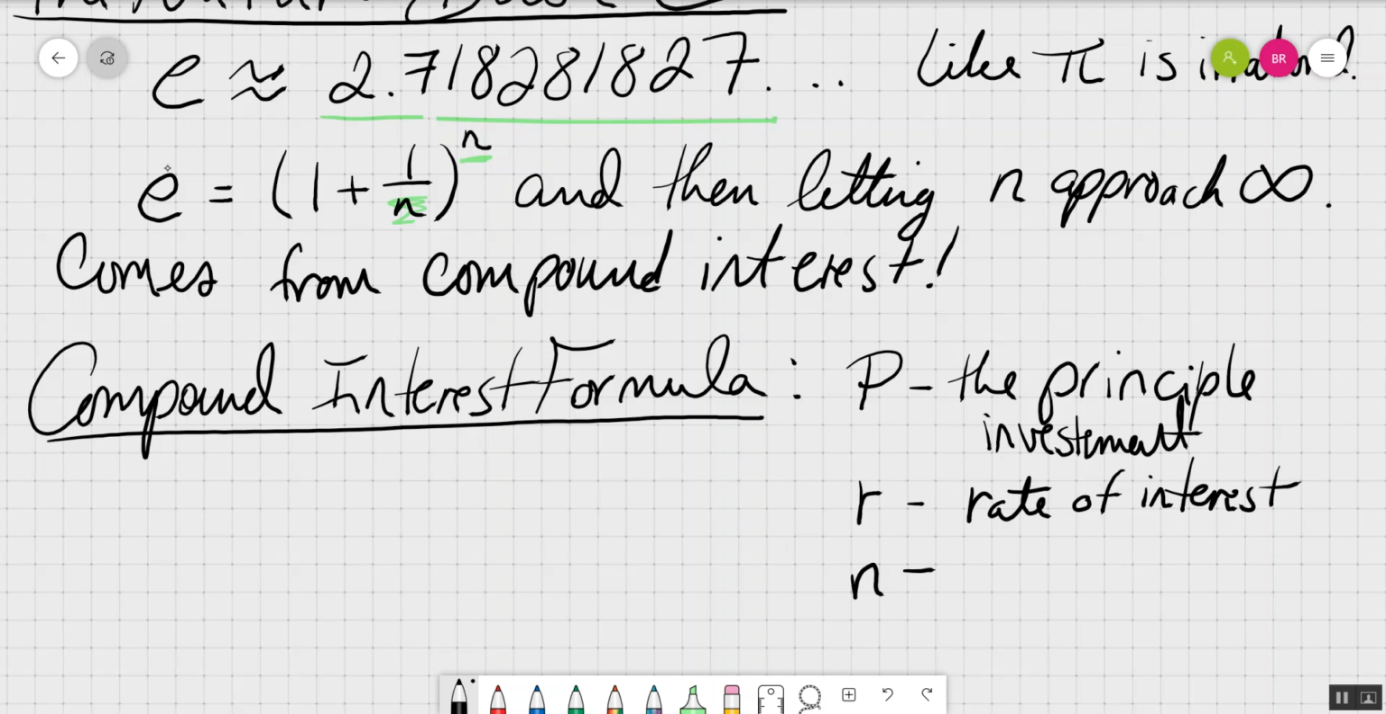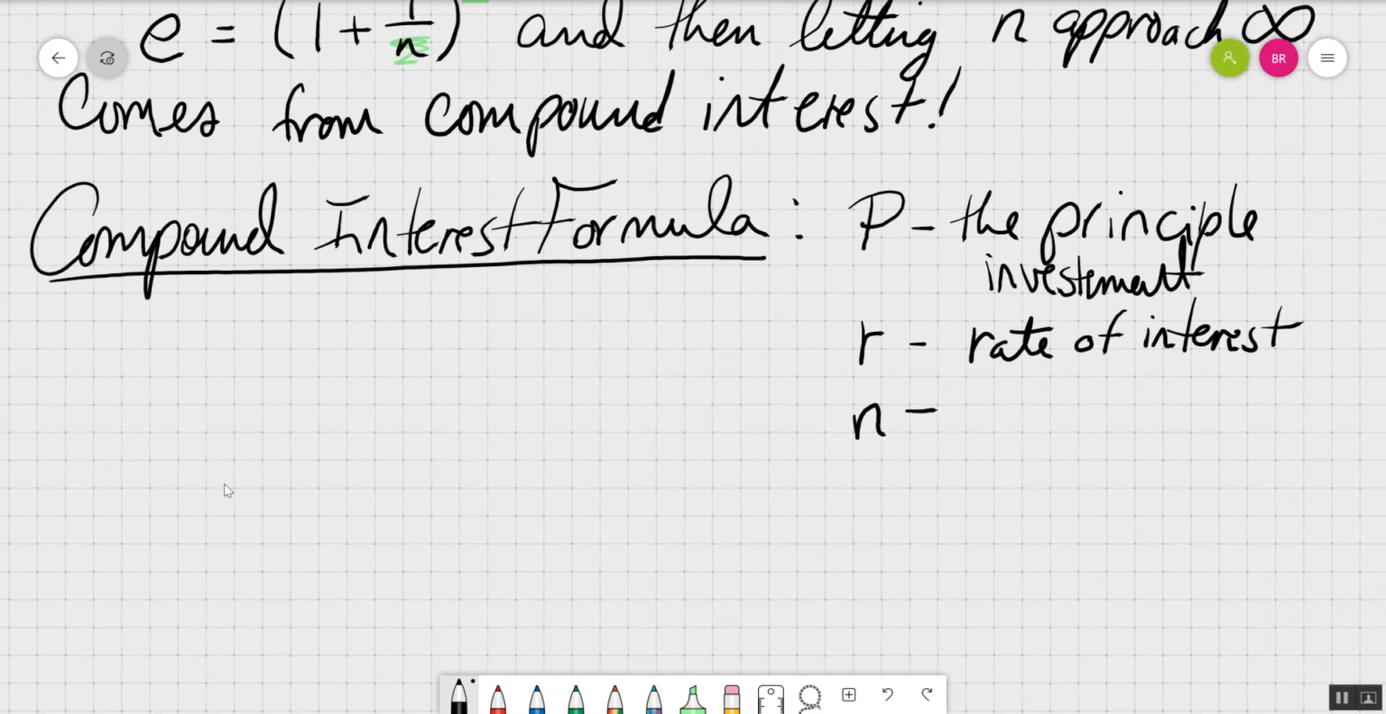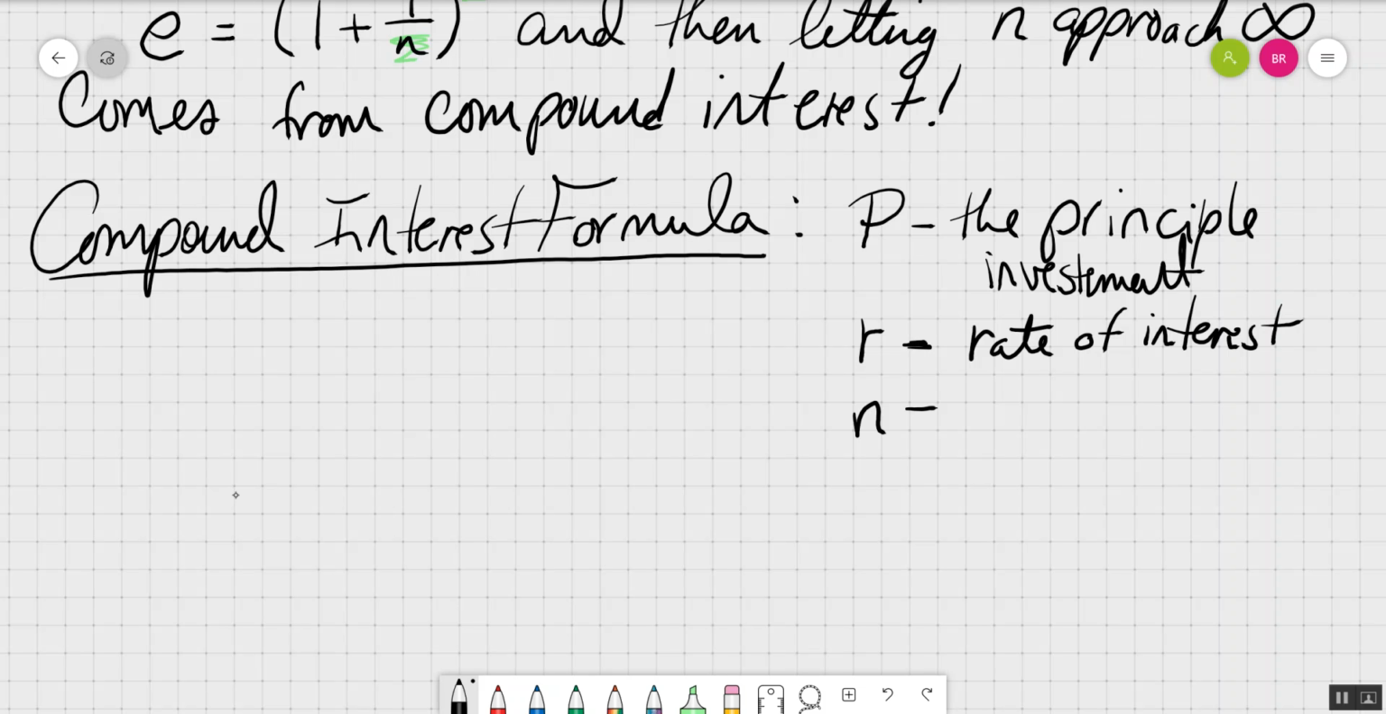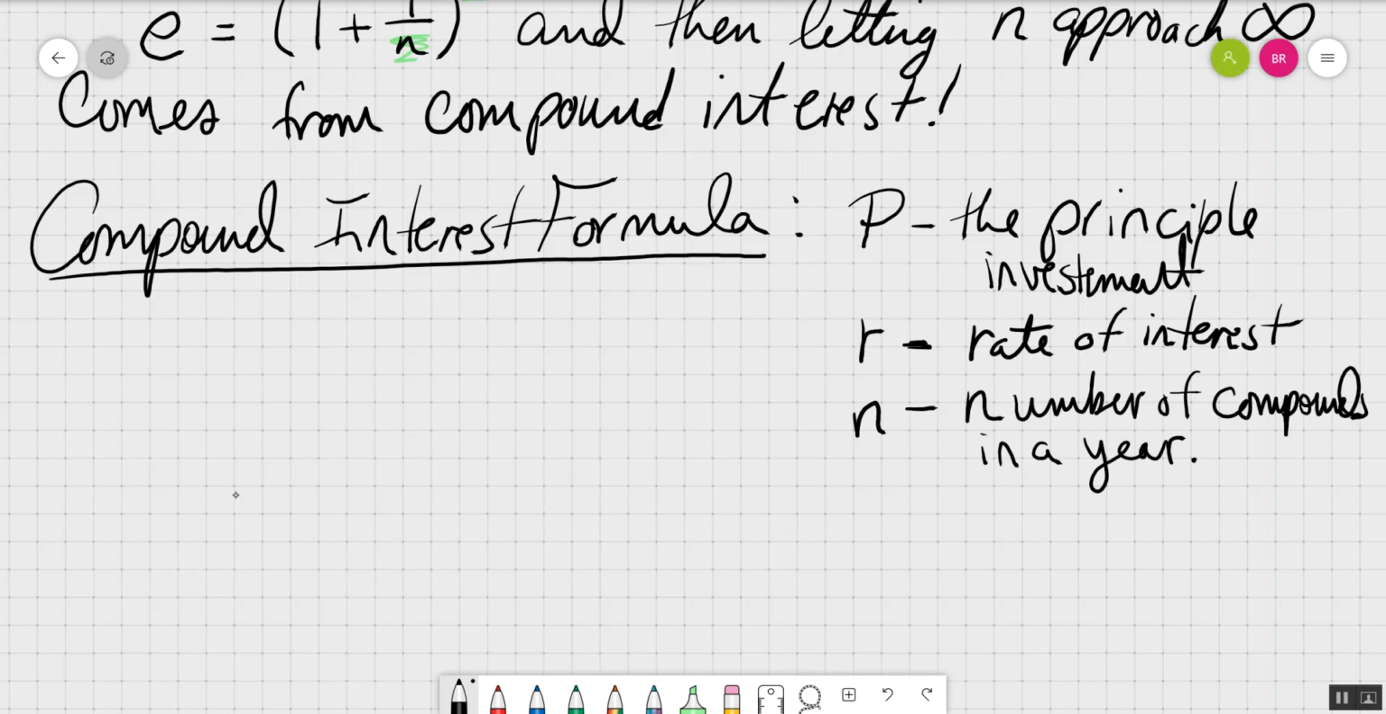And then N is the time periods for compounding. So this is where things get a little bit complicated. I'm going to say this a little bit differently. We're going to call N the number of compounds in a year. So if you have a savings account, they'll usually earn interest monthly. So if it was monthly, then it will compound 12 times in a year, once each month, and there are 12 months in the year. That's probably the most common. So that's what N is doing.